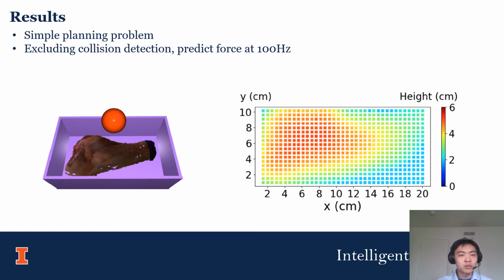Finally, we show our simulator on a simple planning problem. Here we have a rigid box with a piece of lamb in it, and we would like to pack another rigid object into it without exceeding some amount of force. Then we basically do a grid search and move the object down until the force exceeds some force threshold. The heat map is shown on the right. Excluding collision detection time, we can predict force at about 100 Hertz, which is reasonable for a planning problem.